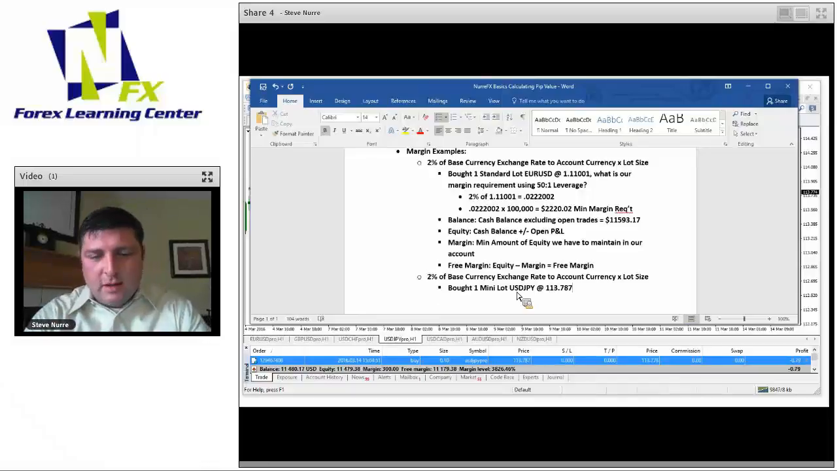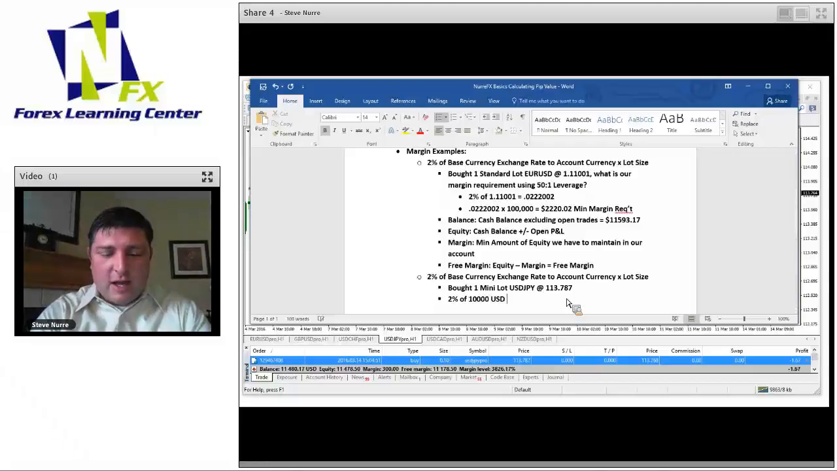113.787. In this case, we have to put up 2% of the base currency's exchange rate to the account currency. Well, what's the base currency? The base currency is US dollars, right? So we can skip that step. As far as the margin requirement goes, we're putting up 2% of dollars. We have dollars in our account, so we don't have to worry about the exchange rate. So we're just putting up 2% of 10,000 US dollars, which is going to come to $200.